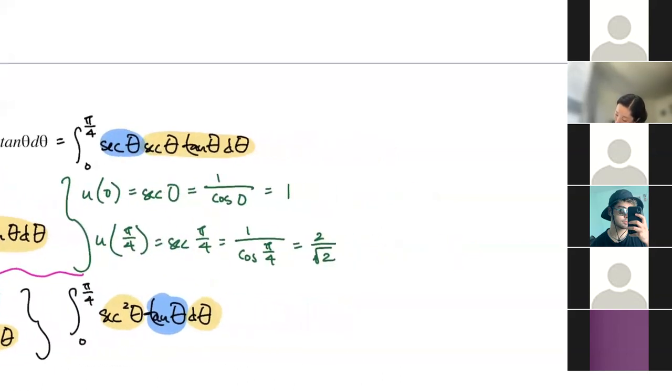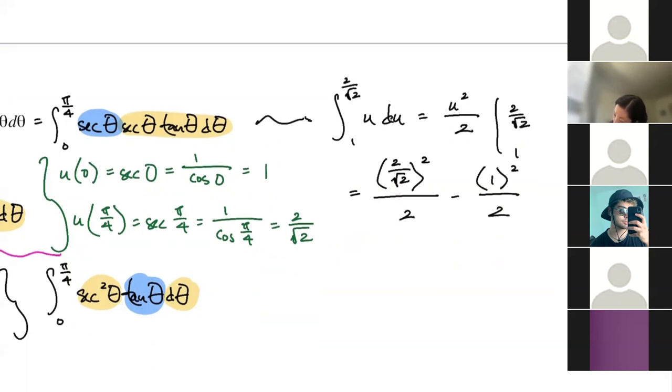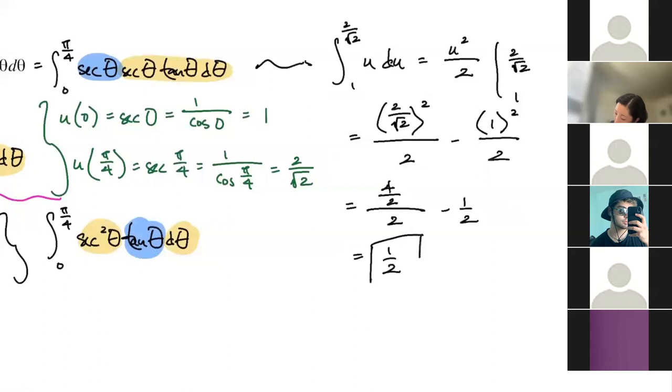Okay. But if we substitute this all out, we will end up with the integral from 1 to 2 over root 2 of u du. And that got simple real fast. I mean, the bounds are kind of gross, but the actual integral of u du is very straightforward for us. U squared over 2, I'm going to plug in those bounds. And we get, let's see, 2 over root 2 squared over 2 minus 1 squared over 2. What does that give us? 4 over 2 over 2 minus 1/2. So we get 1/2 as our answer.